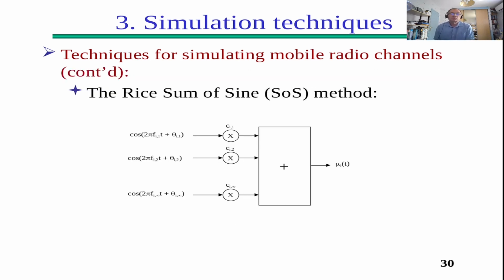Another possibility to generate the same type of complex coefficients for a Rayleigh or a Rice channel model is to use the sum of sinusoids method, where you have a sum of different cosines with different frequencies, phase angles and coefficients. This method is quite efficient in terms of processing power, and it is due to Rice.